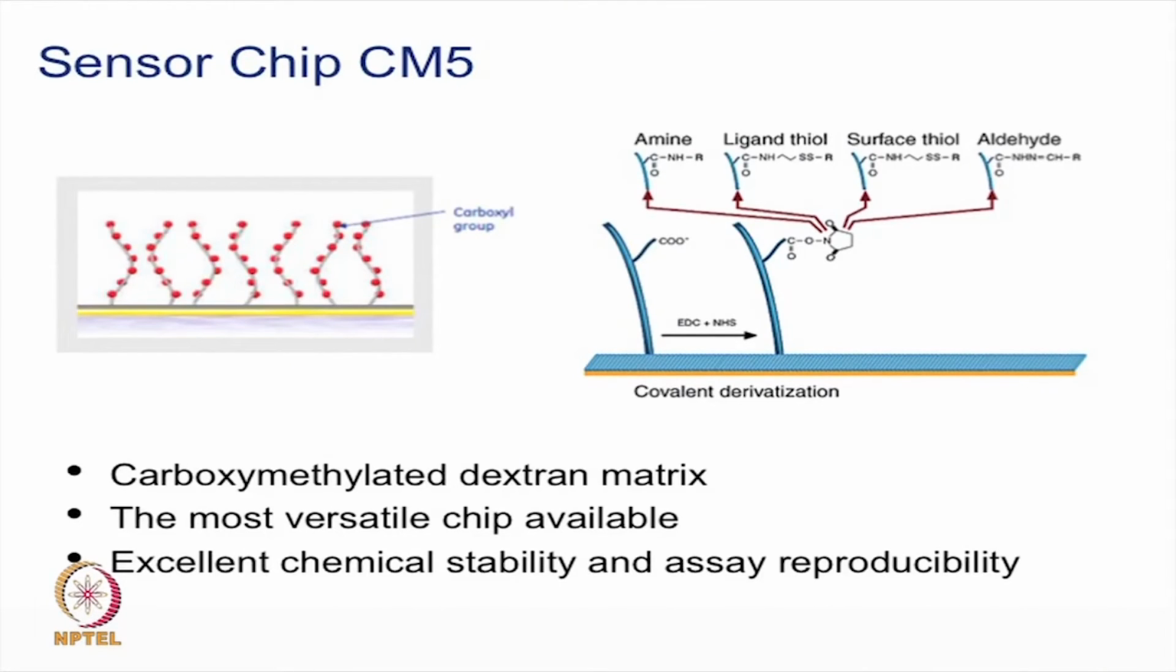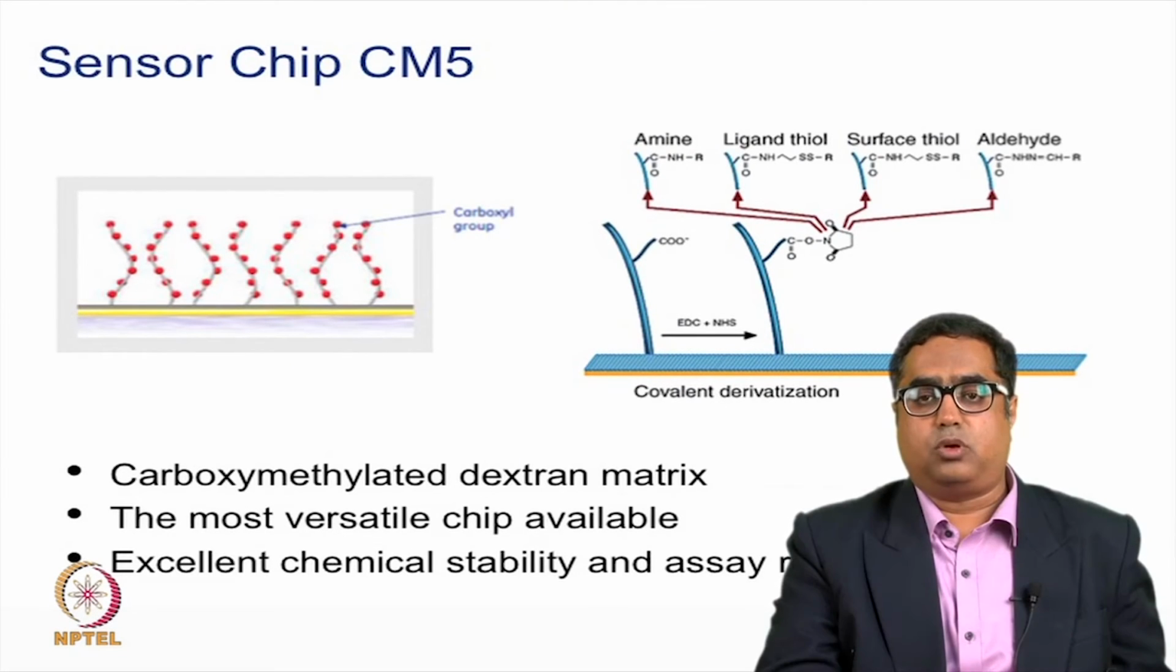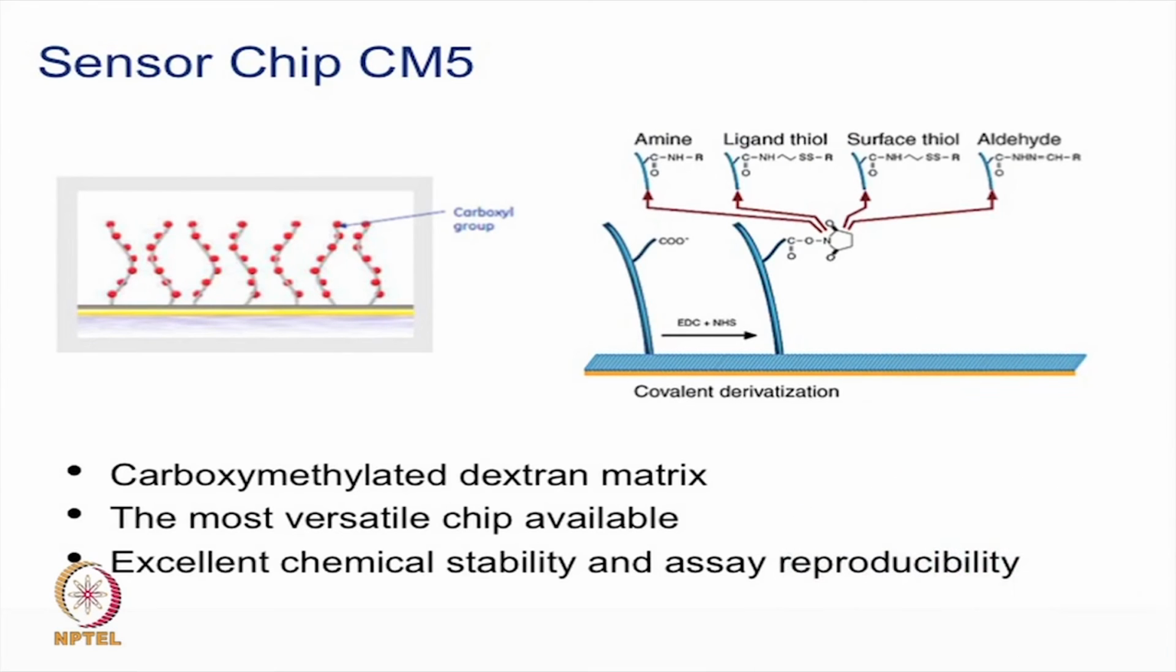To start with, the first chip, and a universally accepted, commonly used chip is the sensor chip CM5. CM stands for carboxymethyl, and 5 is a certain number which shows the amount of branching. So, if you look at this particular slide, the chip actually has some kind of a glue, or gold has a glue. The glue actually attaches the dextran to the gold, and on the surface of the dextran you see those small areas which are called carboxymethyl groups, which are getting activated, and the activation of the carboxymethyl groups helps us to immobilize our ligand by amine coupling or a thiol coupling or an aldehyde coupling.